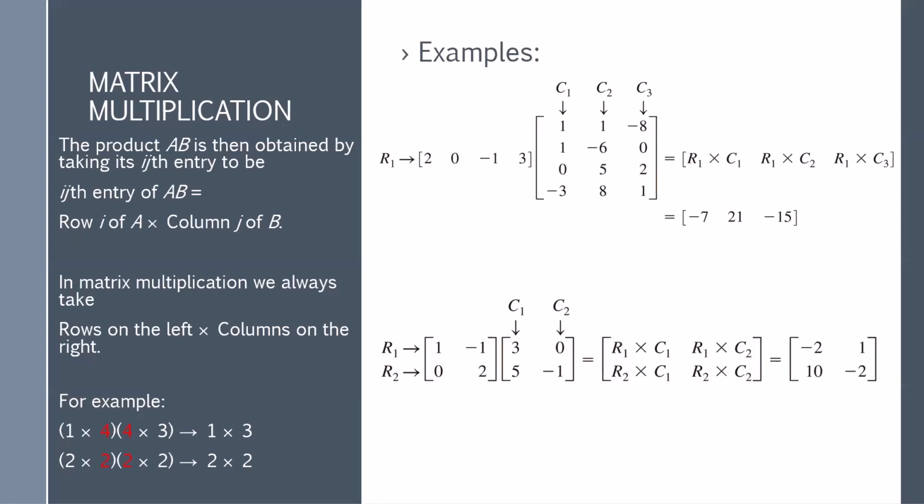Next, we'll multiply row 2, column 1. So 0 times 3 plus 2 times 5, which gives us 10. And now row 2 in the first matrix by column 2 in the second matrix. 0 times 0 plus -1 times 2 is -2.